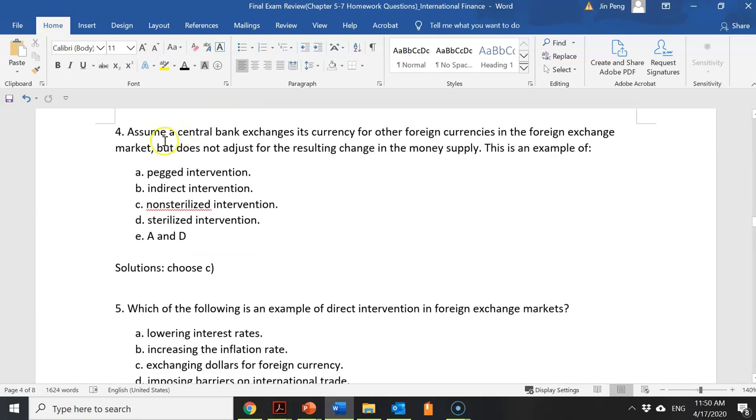Question 4. Assume a central bank exchanges its currency for other foreign currencies in the foreign exchange market, but does not adjust for the resulting change in the money supply. This is an example of non-sterilized intervention. We should choose C. Okay, if the central bank exchanges its currency for other foreign currencies in the foreign exchange market and at the same time adjusts for the resulting change in the money supply, then we call it sterilized intervention.